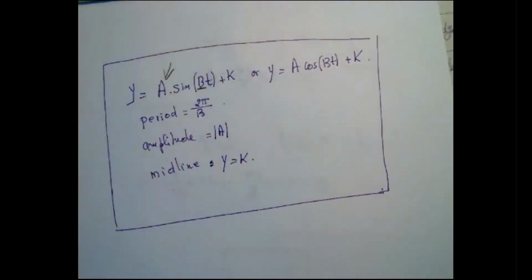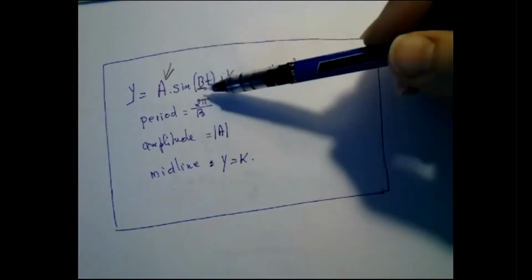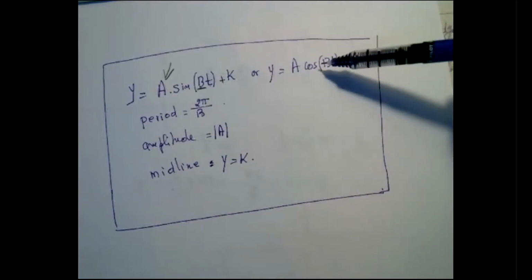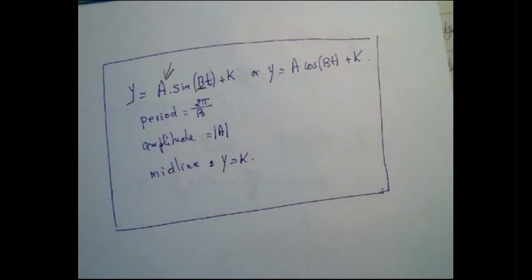So that's going to be the general formula. Whether A is positive, it will look like the graph of sine. Negative, it will look like the graph of minus sine, the same thing as here.